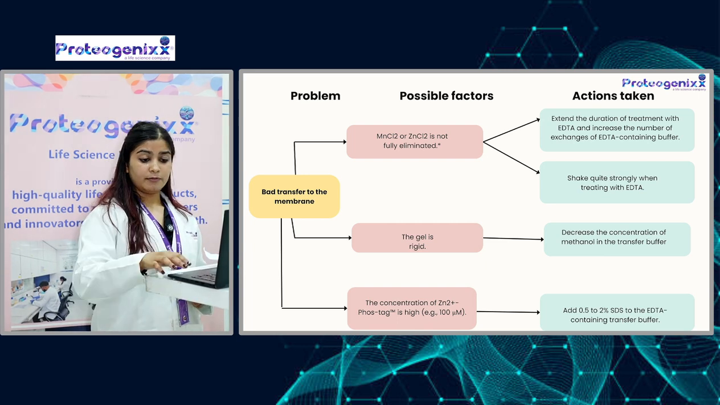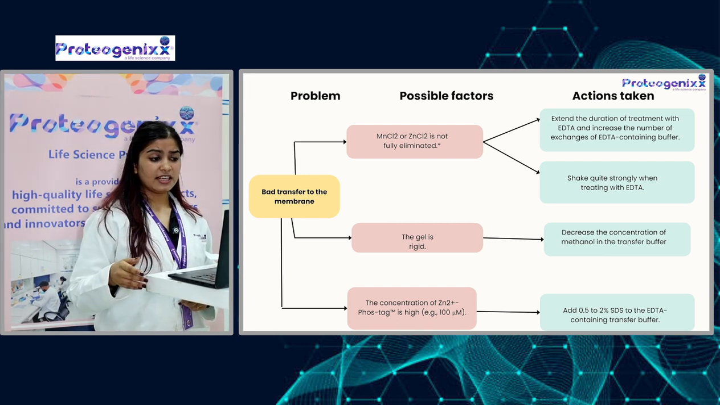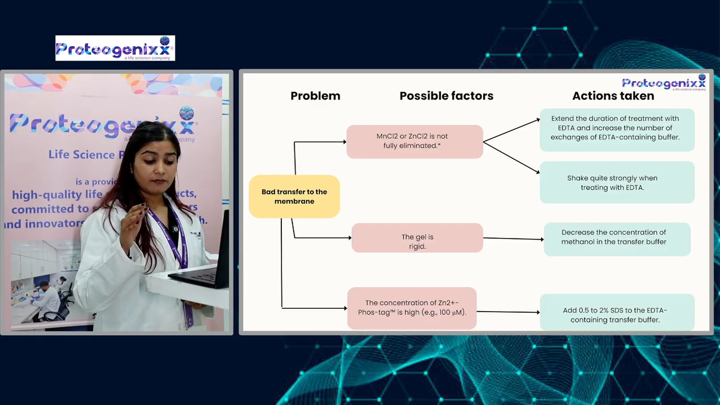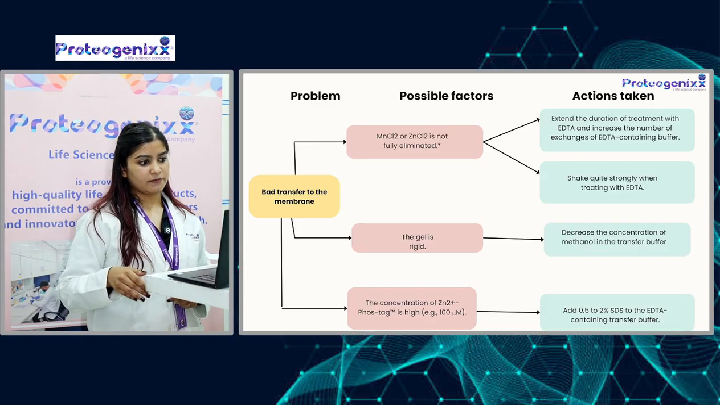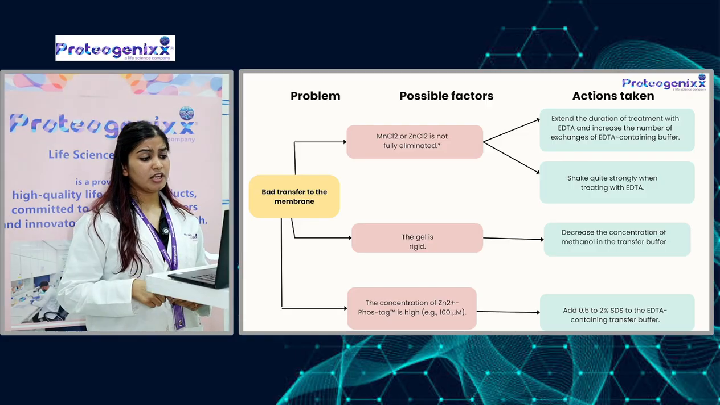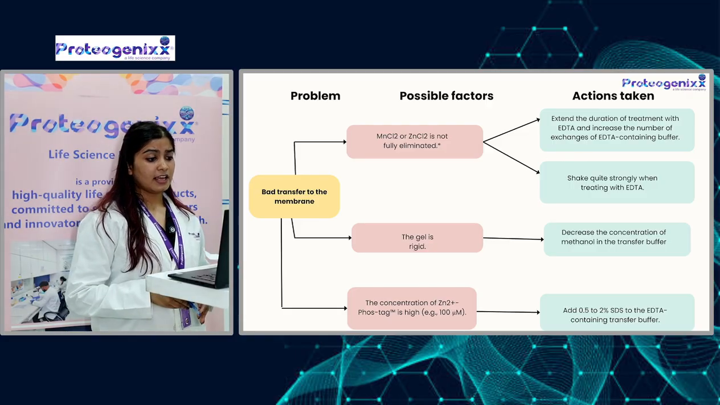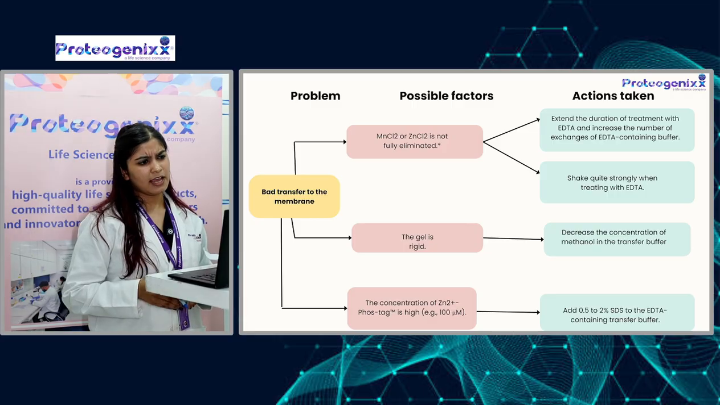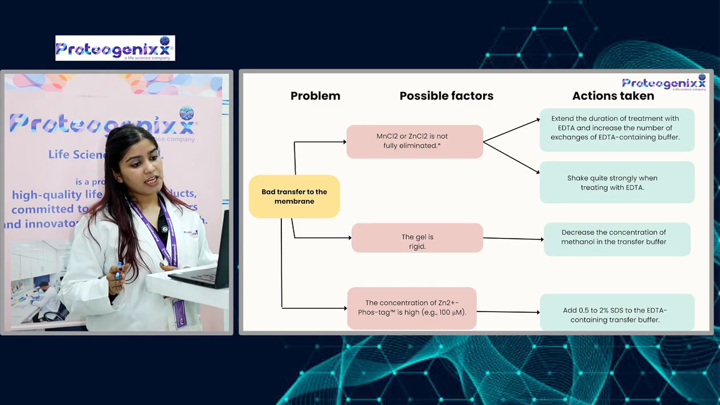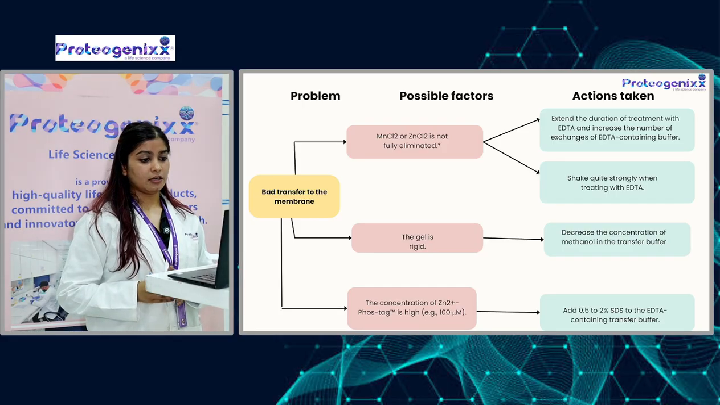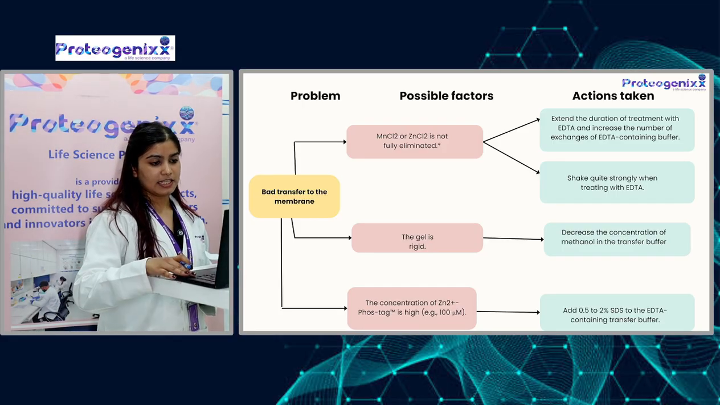Another problem for bad transfer is that your gel can be too rigid. To eliminate that, you can decrease the concentration of methanol in the transfer buffer. And when you are using zinc phosphate at a high concentration, around 100 micromolar, always remember to add 0.5 to 2% of SDS to your EDTA-containing transfer buffer.